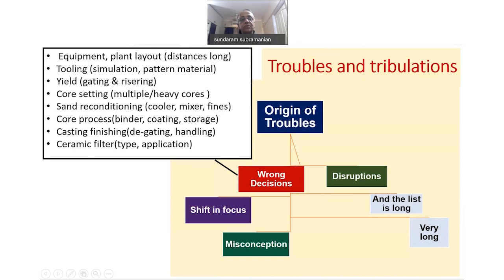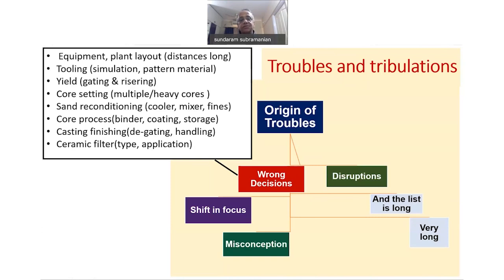The second could be tooling. Choice of the pattern material and the simulation that you do before you start making the tool. Once the tool is made, it's very difficult to maintain the quality of the tool for any iterations or alterations which you find later on to be very important.